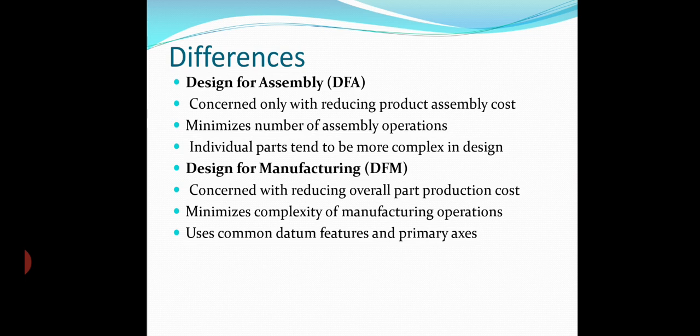Design for assembly and design for manufacturing are much closer to each other. Assembly means the assembly operation cost is included, and manufacturing means part consideration and manufacturing cost are included.